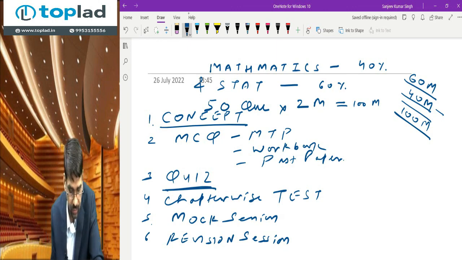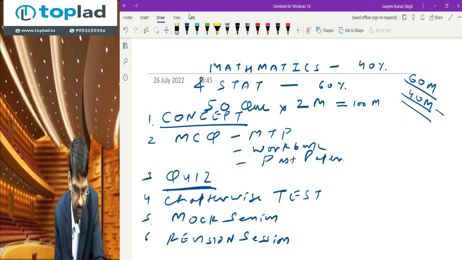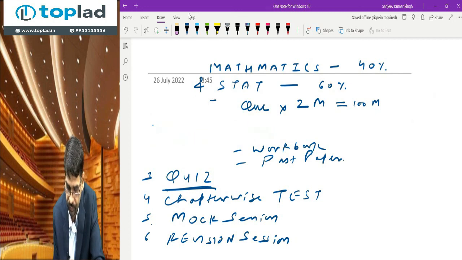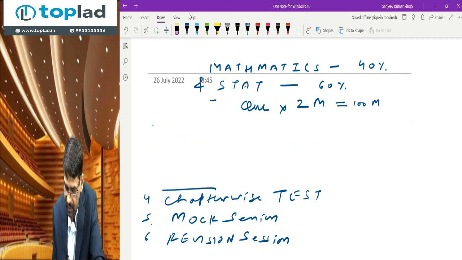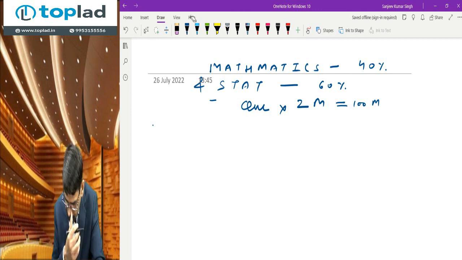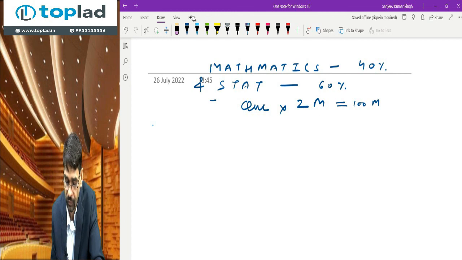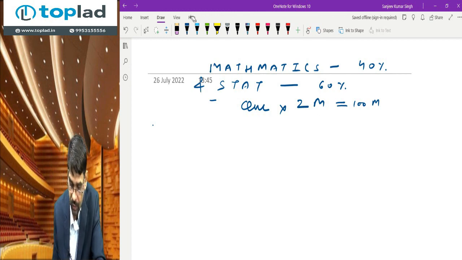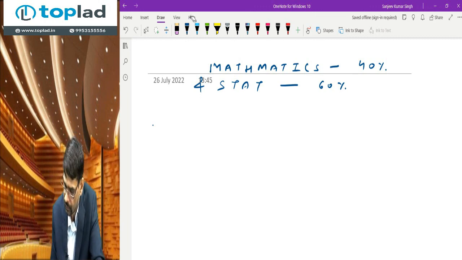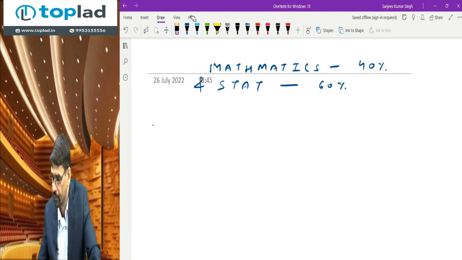So this is about the subject. Friends, at the very beginning we discussed the allocation of marks.